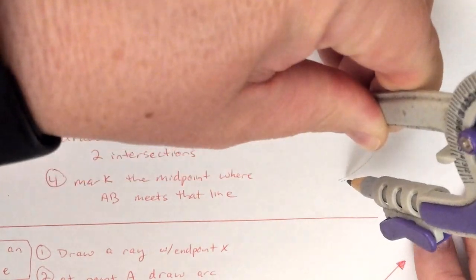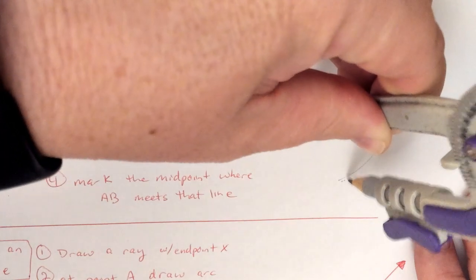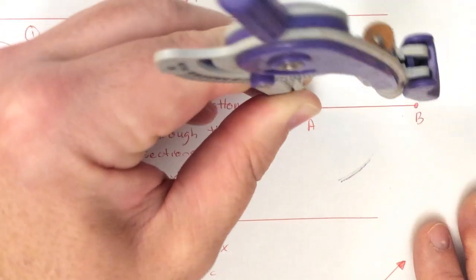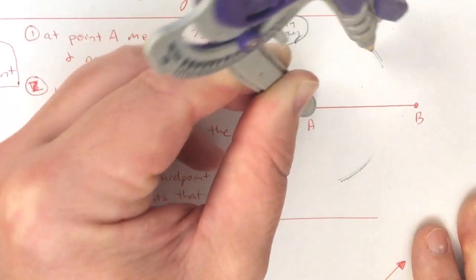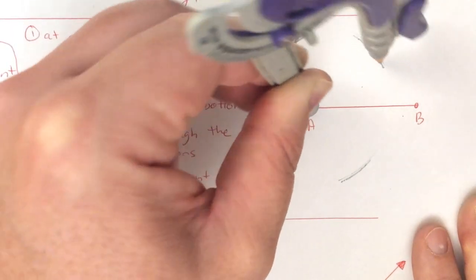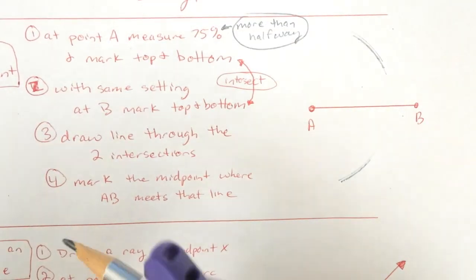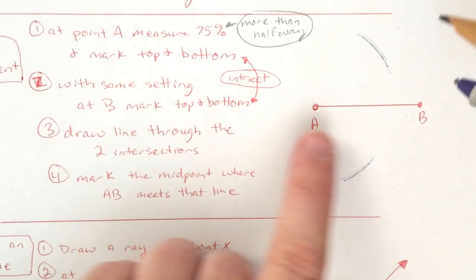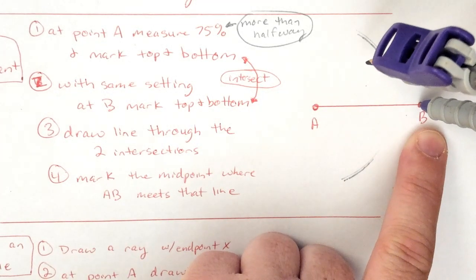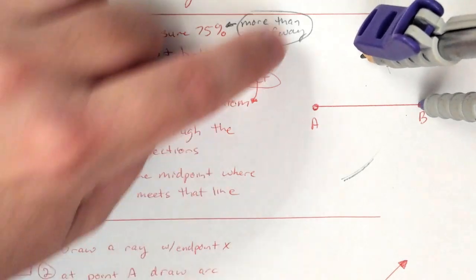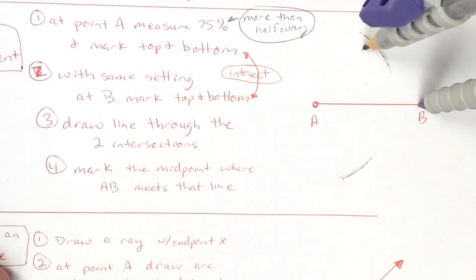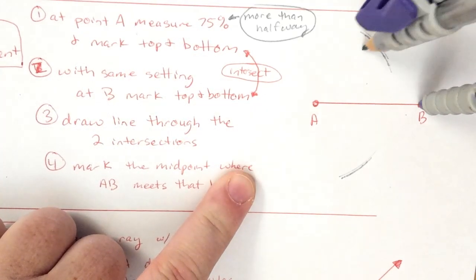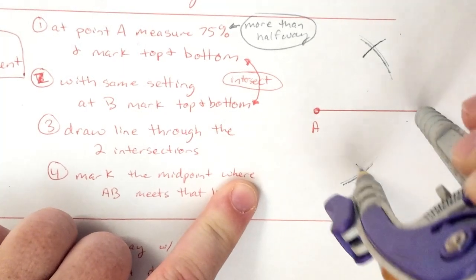Make that a little darker. There you go. Now you can actually see it. Sweet. Okay, so we mark the top and the bottom, and with that same setting, so we're not changing this right here, we're going to go to the other point and mark the top and bottom. We're going to make those big enough so that we actually intersect. Those two need to intersect. There's there, and right there.